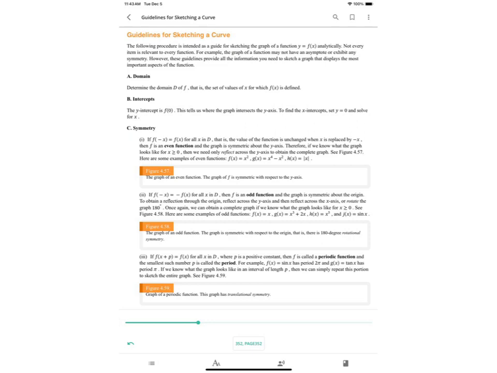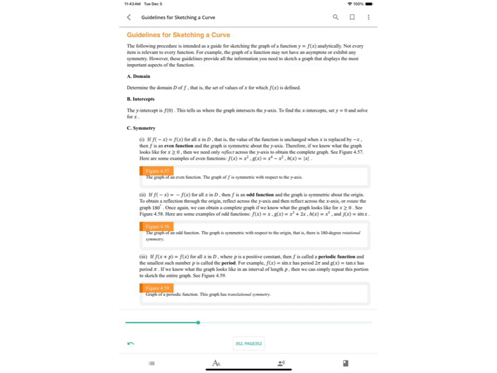I took pictures just now of the textbook from pages 351, 352, and 353, where they have guidelines for sketching a curve. So if I were you, I would mark in your notes places where you can reference: How do I find the domain of a function? What does it mean to find the range of the function? How do I check for symmetry? What does it look like to have a horizontal asymptote, vertical asymptote? And we'll walk through those things pretty quickly here.